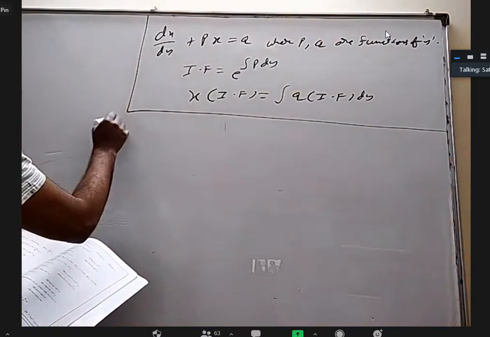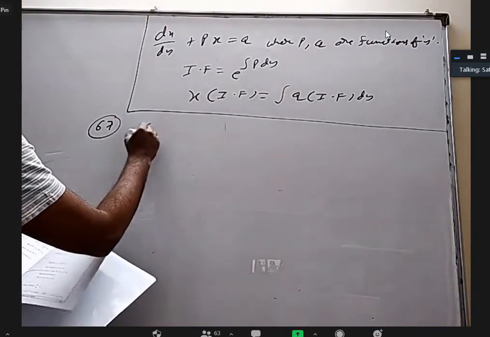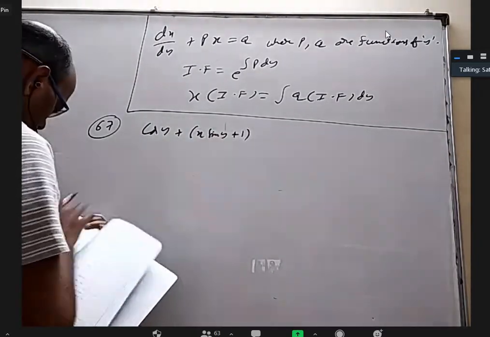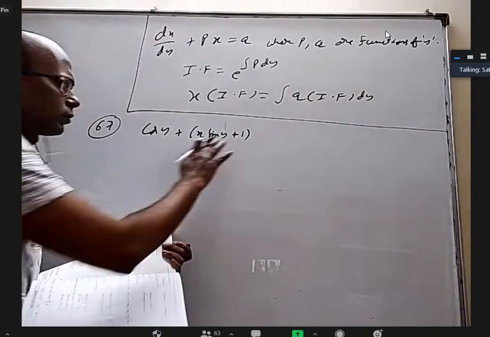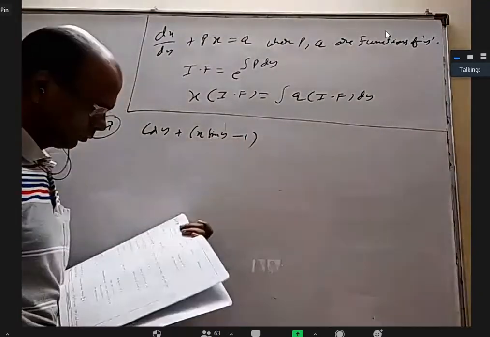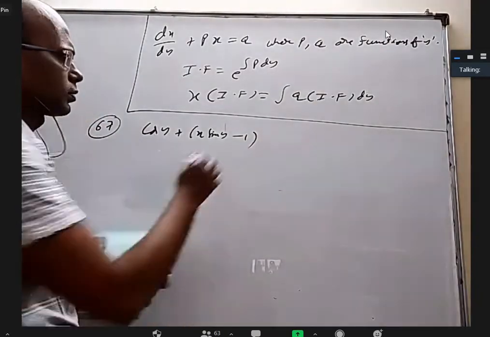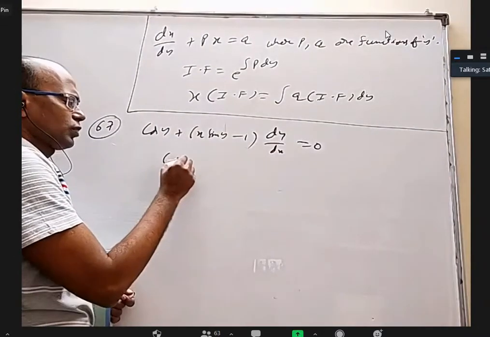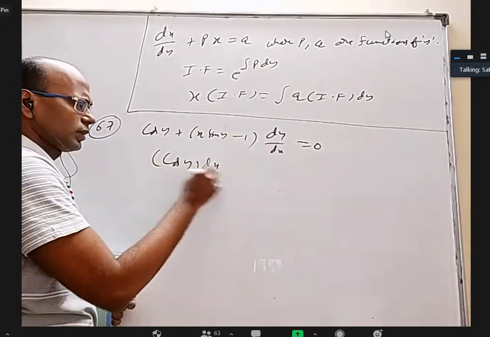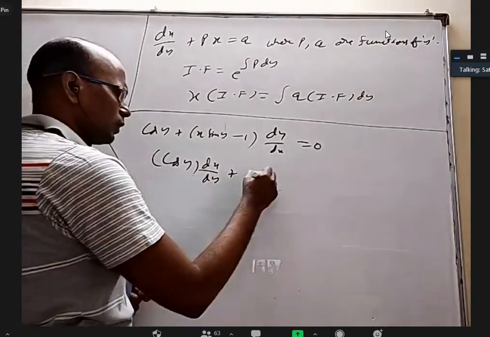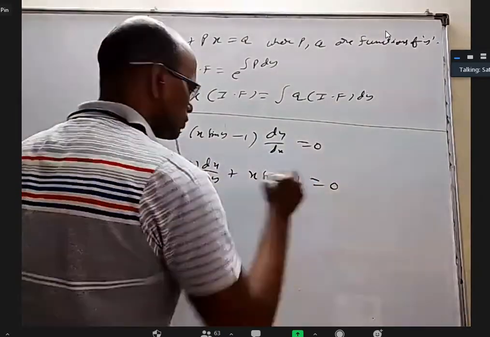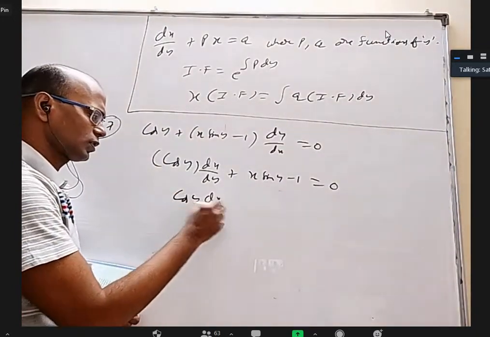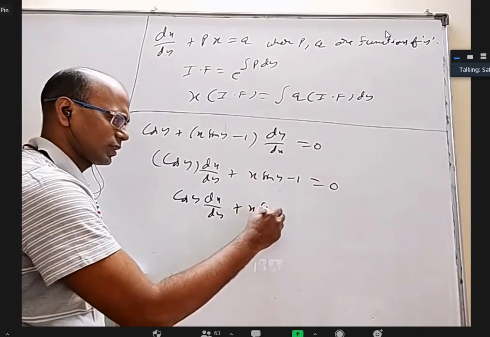So coming to 67, the question was cos y plus x sin y plus 1. No, plus 1 or minus 1? It's minus 1, no? Yes, into dy by dx equal to 0. So cos y, I'm multiplying the dx by dy, so this will become dx by dy and this will be gone. x sin y minus 1 equal to 0. Okay, so cos y dx by dy plus x sin y equal to 1.